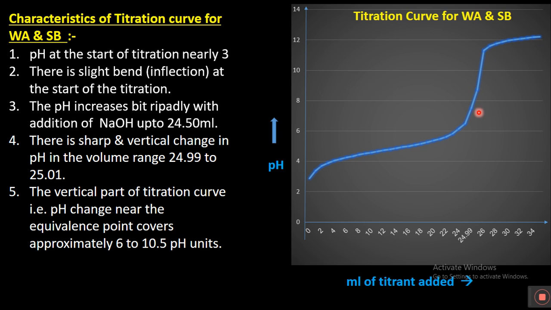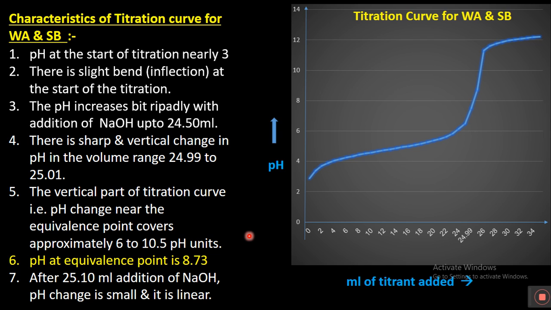So this is the vertical part of the titration curve around the pH at the equivalence point. This point is the pH at the equivalence point, and the value of the pH at the equivalence point is 8.73.